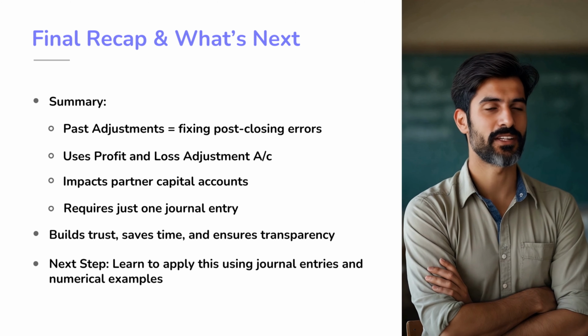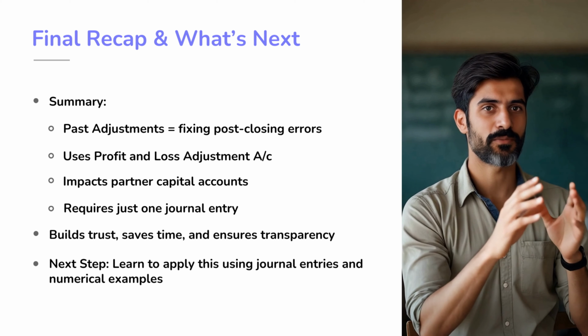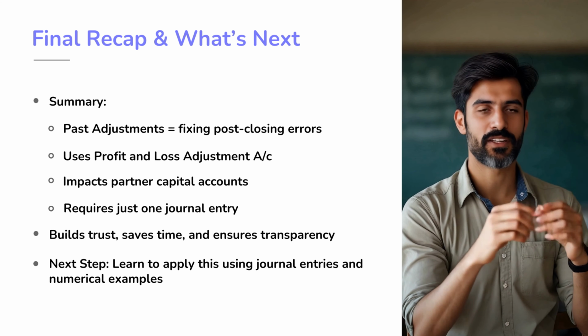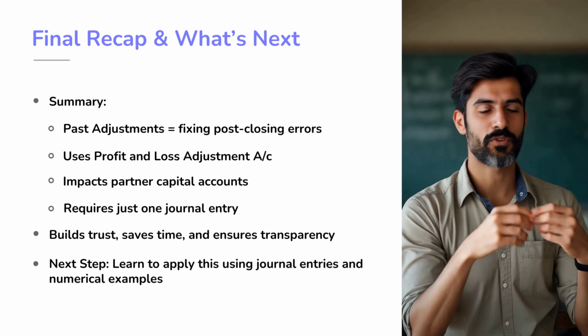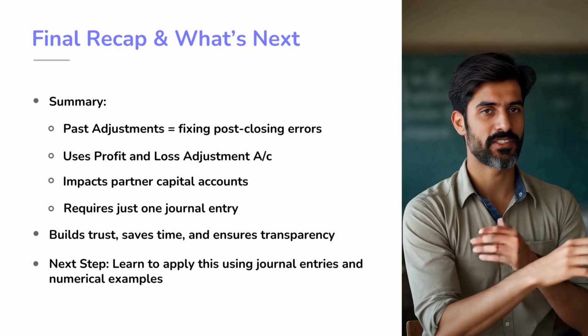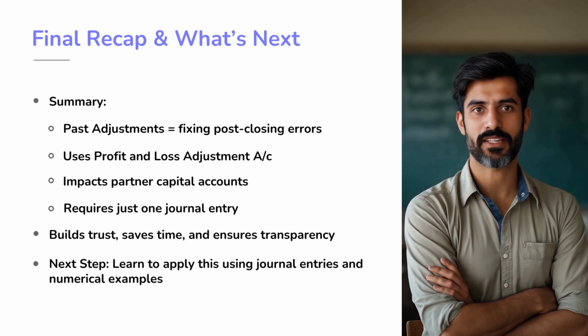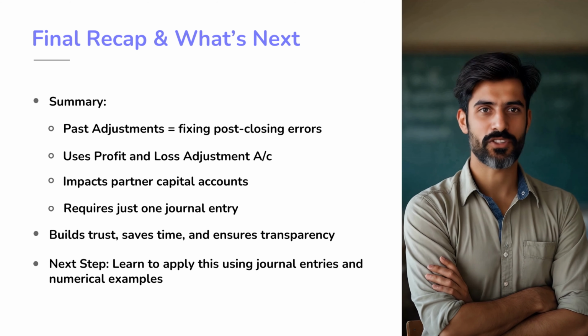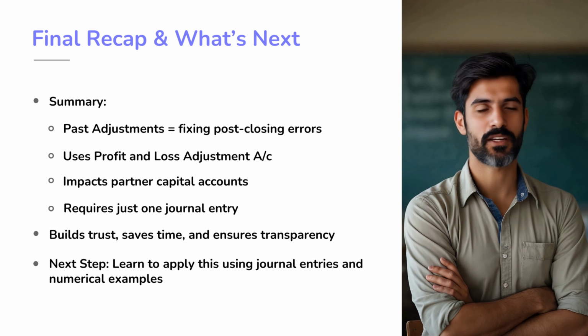Let's wrap it up with the key takeaways. Past adjustments let you fix errors after final accounts are closed. They're handled through the profit and loss adjustment account. Partners' capital accounts are debited or credited based on the correction, and best of all, just one journal entry is all it takes. It's a smart, simple way to keep the accounts and the partnership fair and balanced.